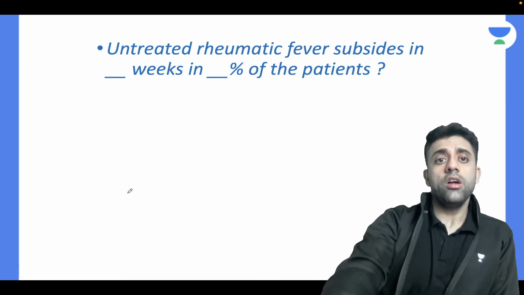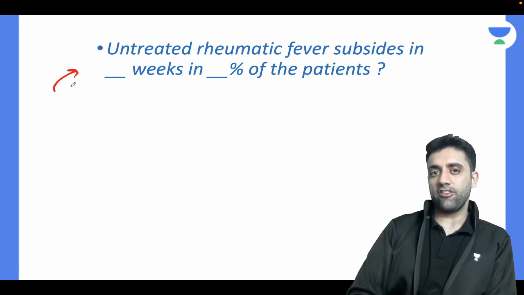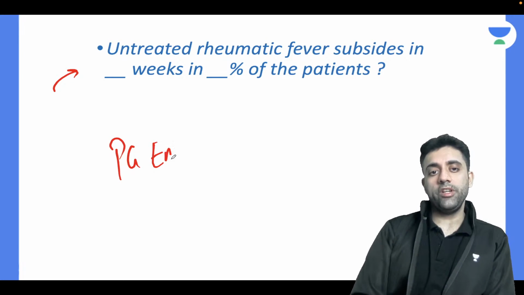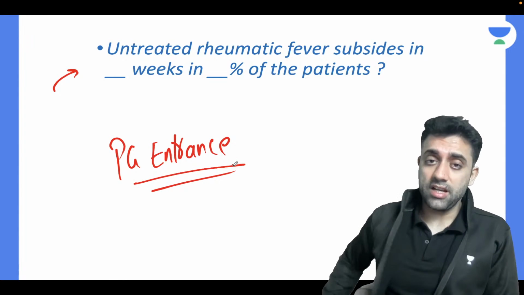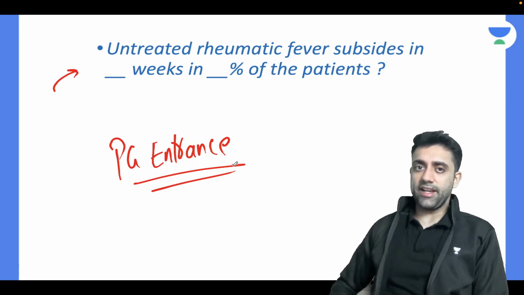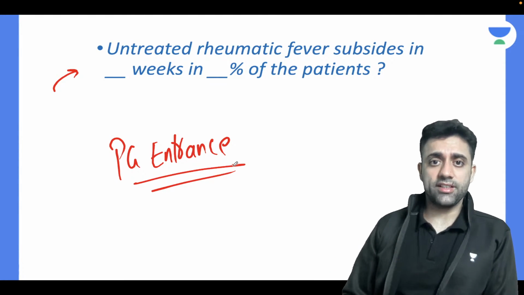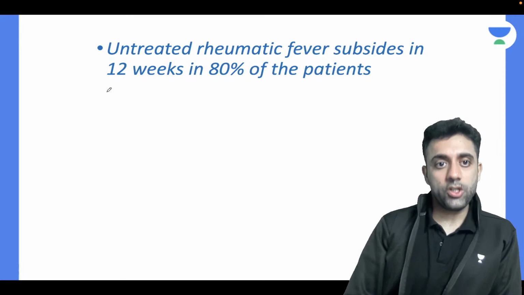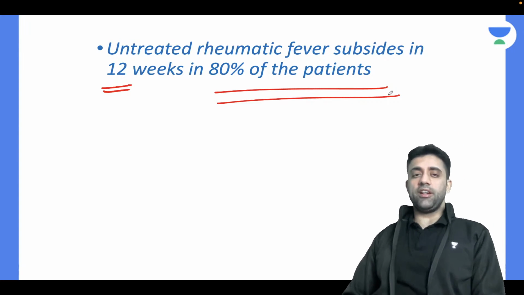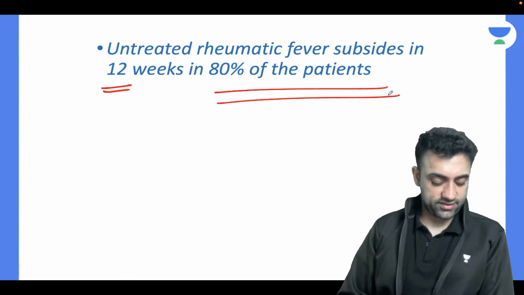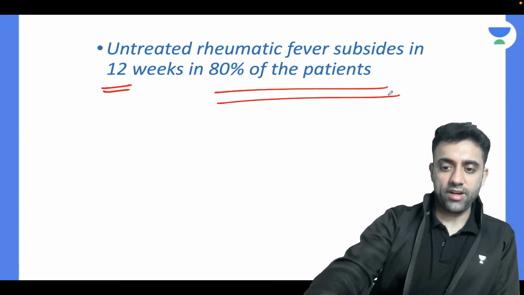Exactly. Good question. Untreated rheumatic fever subsides in dash weeks in dash percent of patients. PG entrance question. What will you write? Untreated rheumatic fever: I didn't give steroids, I didn't give benzathine penicillin, but if untreated rheumatic fever has to subside, in how many weeks will it subside? The answer is usually in 12 weeks it subsides in 80% of patients. It can never be 100%, but in 80% of patients untreated rheumatic fever subsides in 12 weeks. Okay, that is one point.